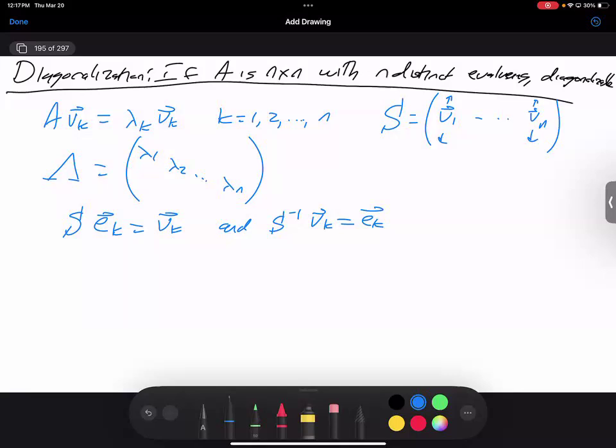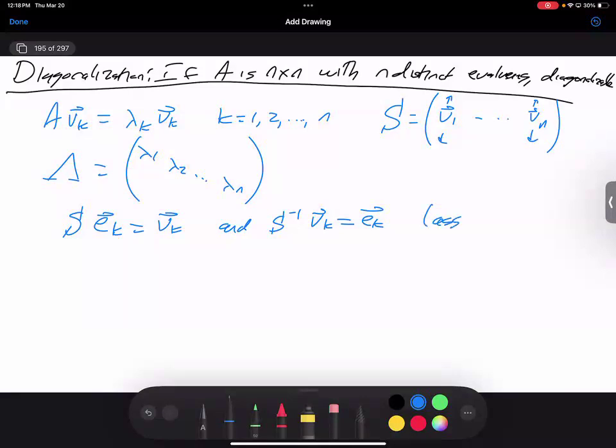Are you sure that S is invertible? How do you know S is invertible? Because you have distinct eigenvalues, so the eigenvectors are linearly independent. How do you know the eigenvectors are linearly independent? You can prove it, since the eigenvalues are distinct. How would you prove it? We'll pause this for now.